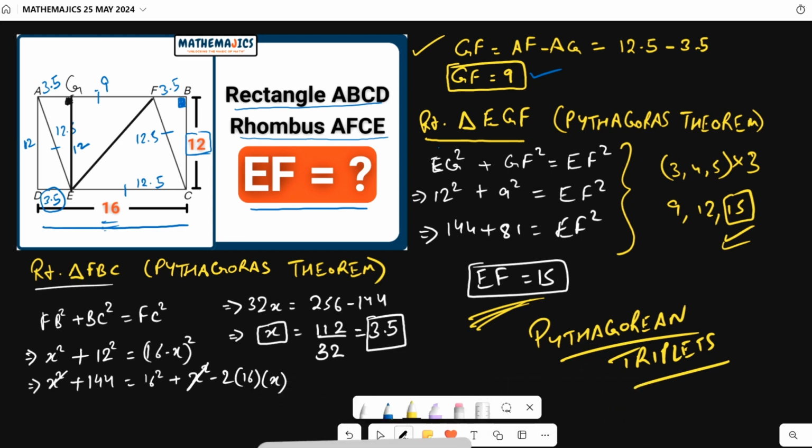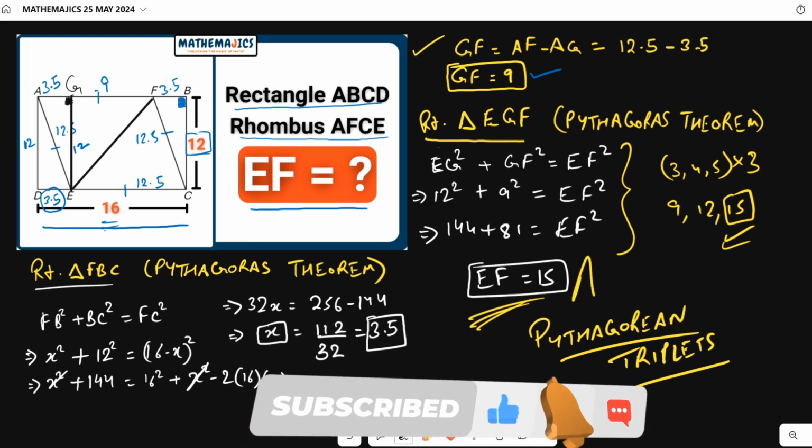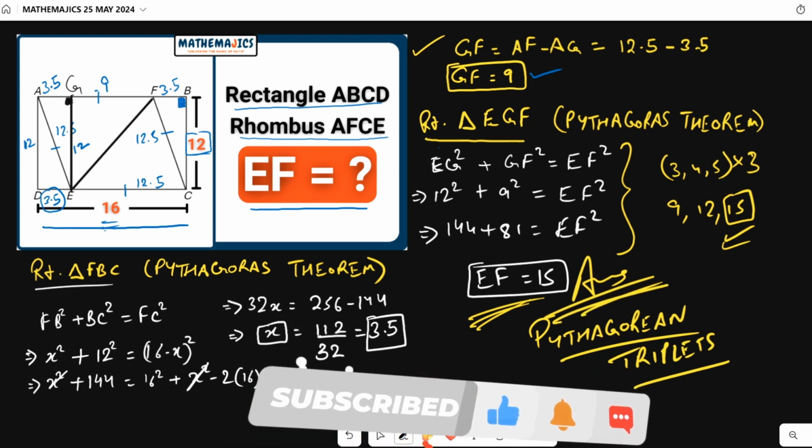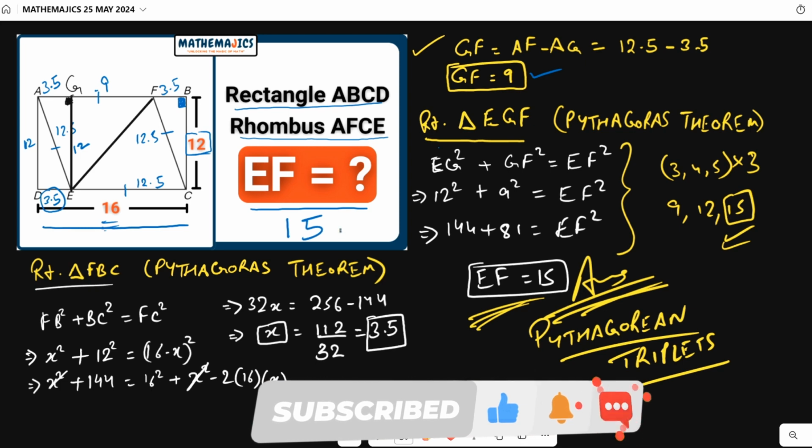So what is our final answer? The length of EF is 15. This is our final answer that we needed to find out.